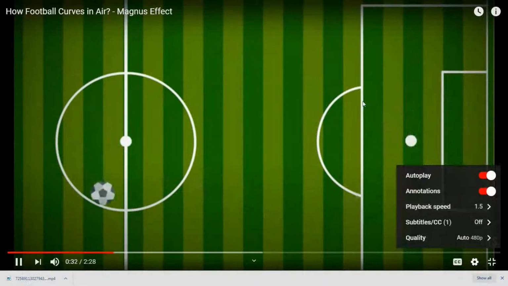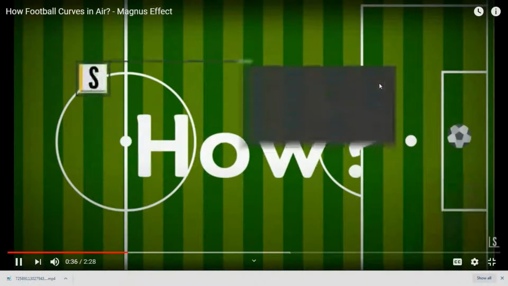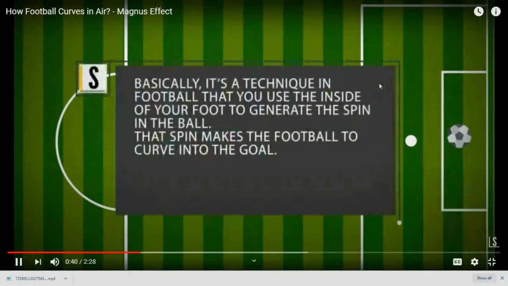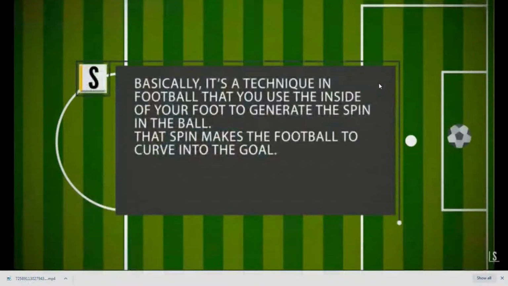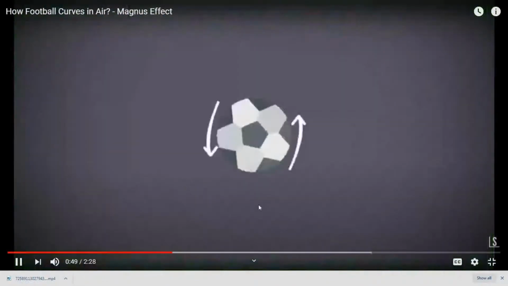Well, it's no magic. Here's the physics behind it. Basically, it's a technique in football that you use the inside of your foot to generate the spin in the ball. That spin makes the football curve into the goal. Suppose the person is right footed, and he hits the right side of the ball. The ball starts to spin.